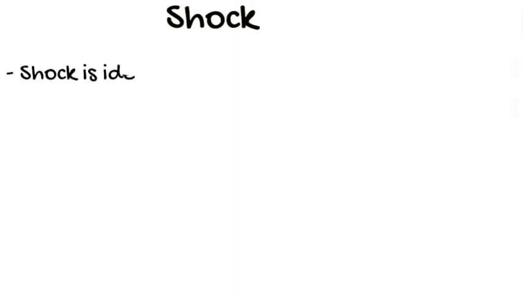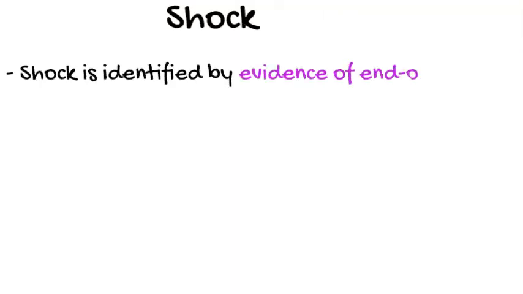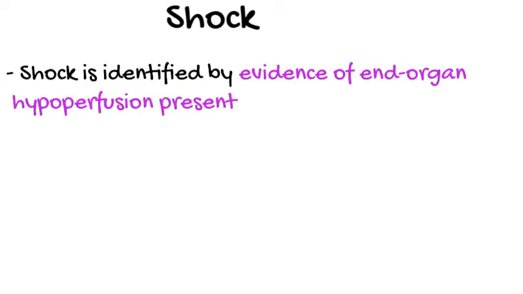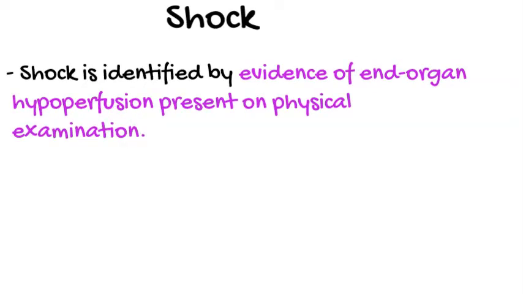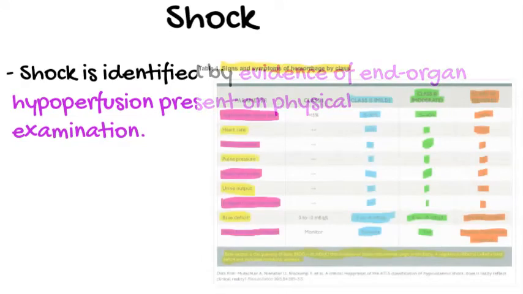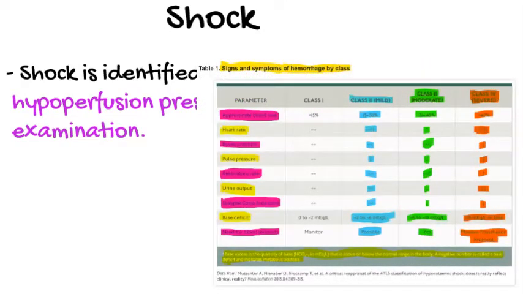Regarding shock, shock is defined as or identified by evidence of organ hypoperfusion present on physical examination. Table 1 shows the classification of shock and the parameters that are used to classify whether a patient is in class 1, class 2, mild shock, class 3, moderate shock, or class 4, severe shock.